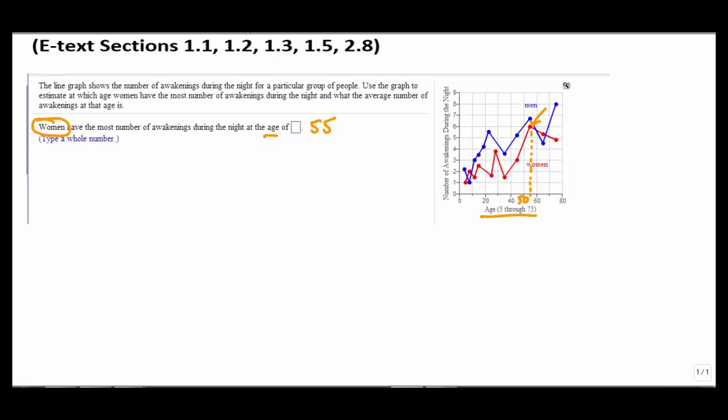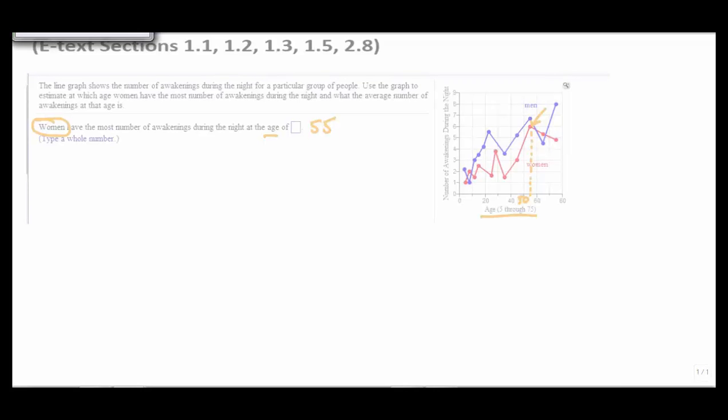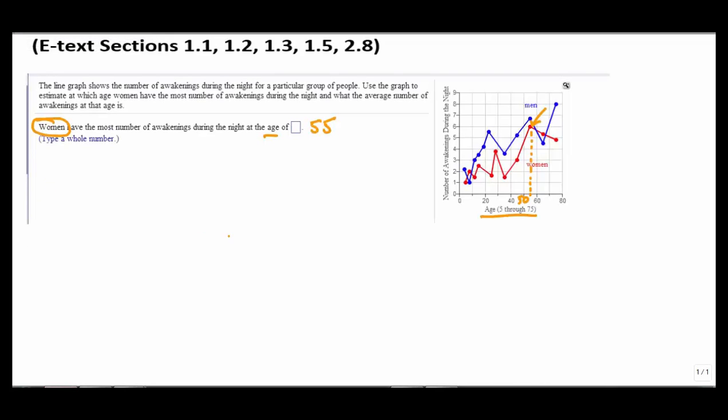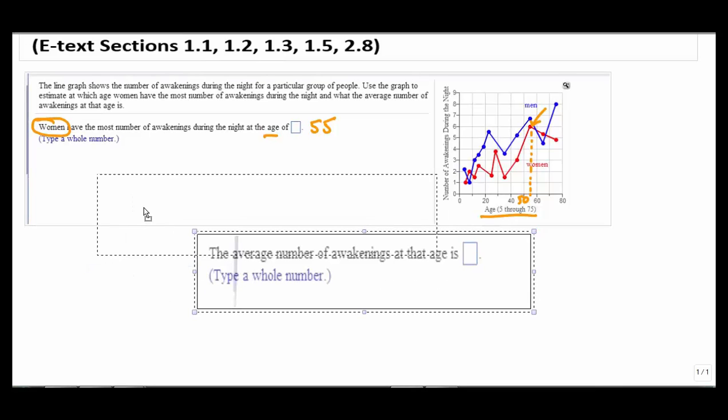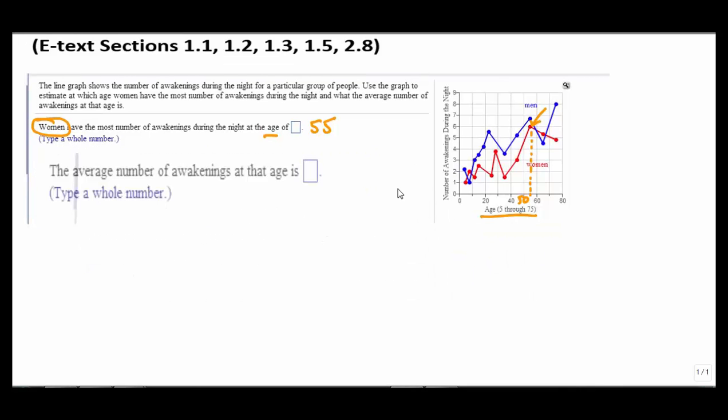Now part 2 to this question is also going to ask you something. It will say, at this age, what is the average number of awakenings per night? So we can talk about the average number of awakenings per night by reading the vertical axis. Now if we read straight across from here we can see that that's going to be a 6. So 6 would be the average number of awakenings per night for a woman who is 55.